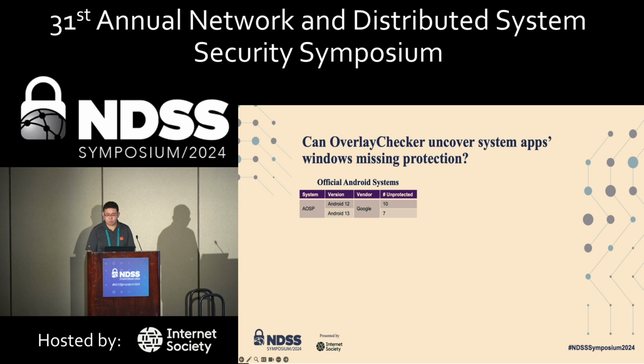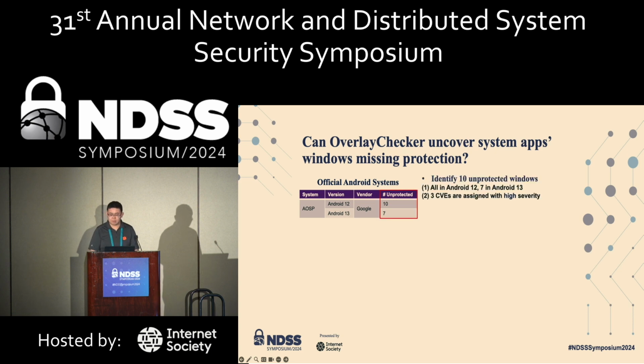To evaluate whether OverlayChecker can uncover system app windows missing protection, we first apply it to 2 recently released versions of AOSP. In total, 10 unprotected system app windows are identified. We have reported them to Google and were assigned 3 CVEs with high severity.